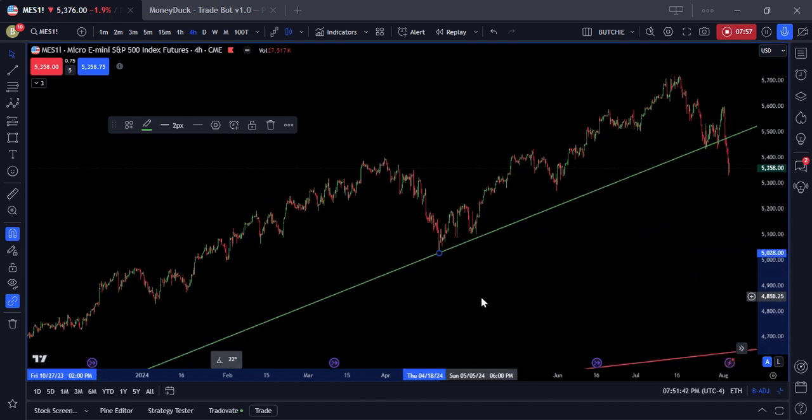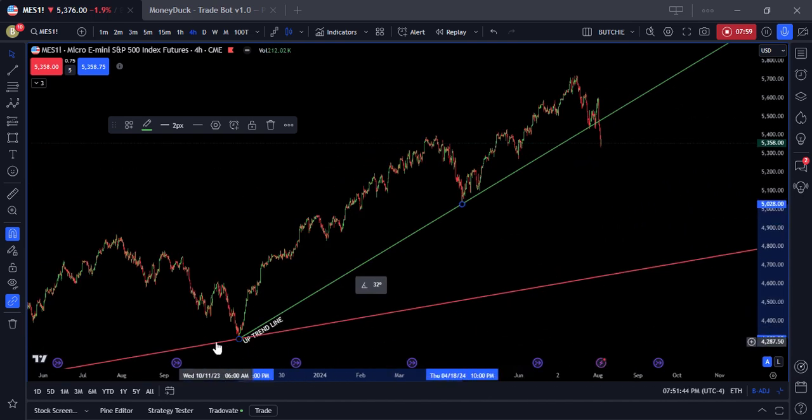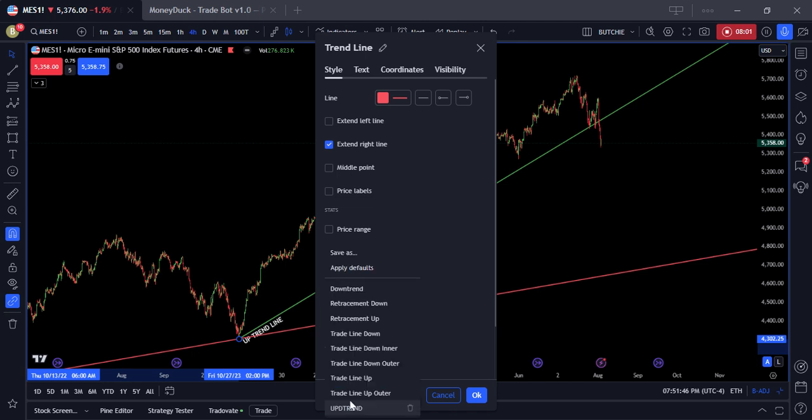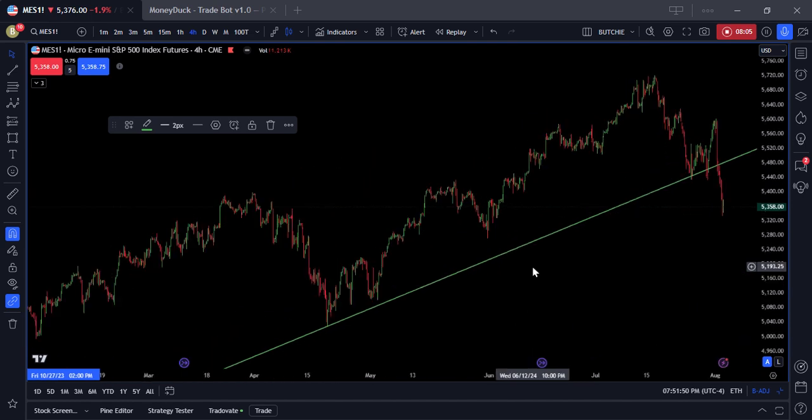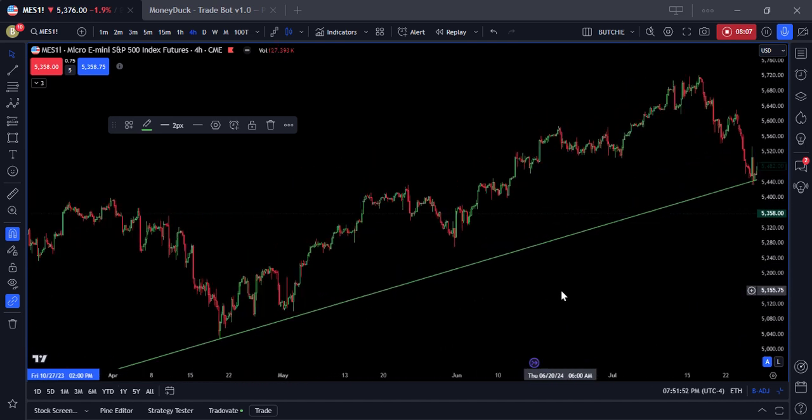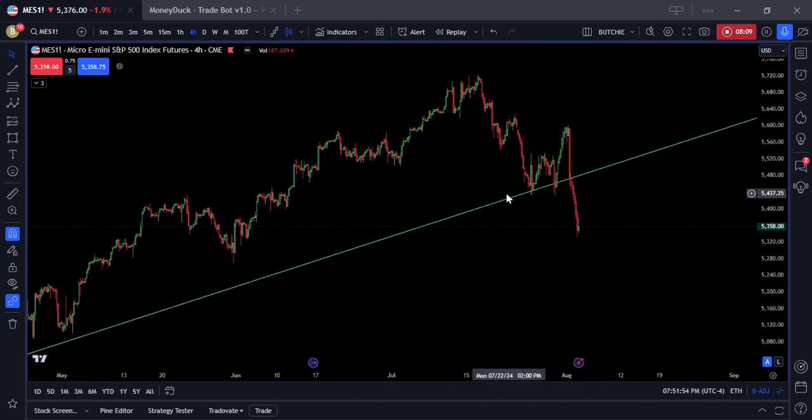We've got a template you can make up in TradingView. Just click the template, uptrend, and bam, there's the line. The reason I wanted to draw that one is to show you that we are past that point. So we can leave that trend line on our chart, because we had a brief movement down through it on a 4-hour time frame.